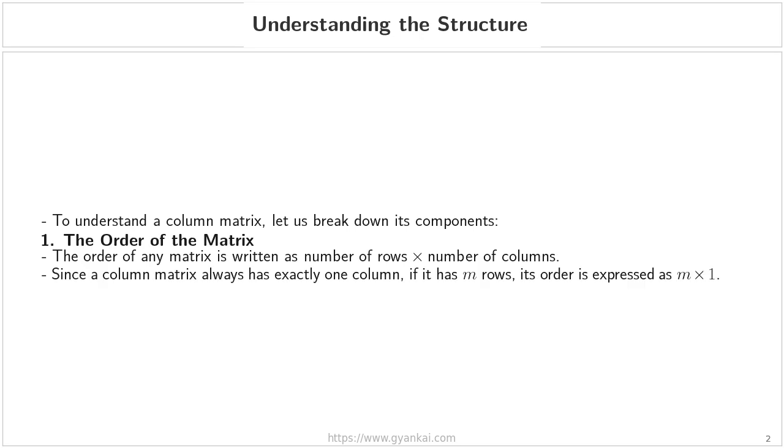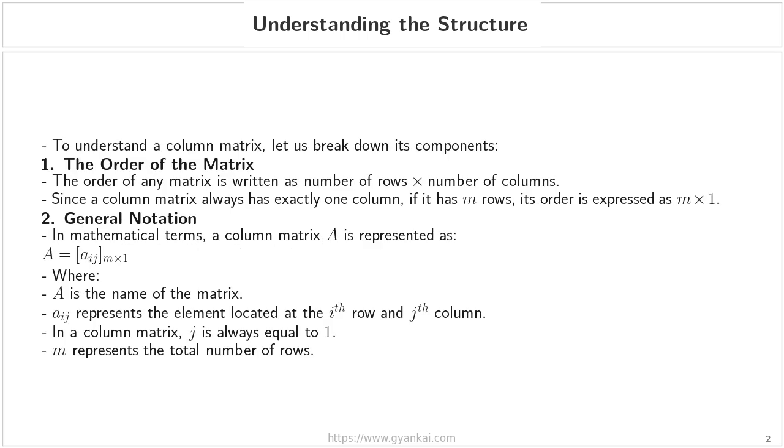Understanding the structure. Now that we have established the basic definition of a column matrix, let us dive deeper and break down its structural components to understand how it is formally defined. First, let's discuss the order of the matrix. In linear algebra, the order of any matrix is always written as the number of rows multiplied by the number of columns. Since a column matrix, by definition, consists of exactly one column, if it contains m rows, its order is expressed as m by 1.